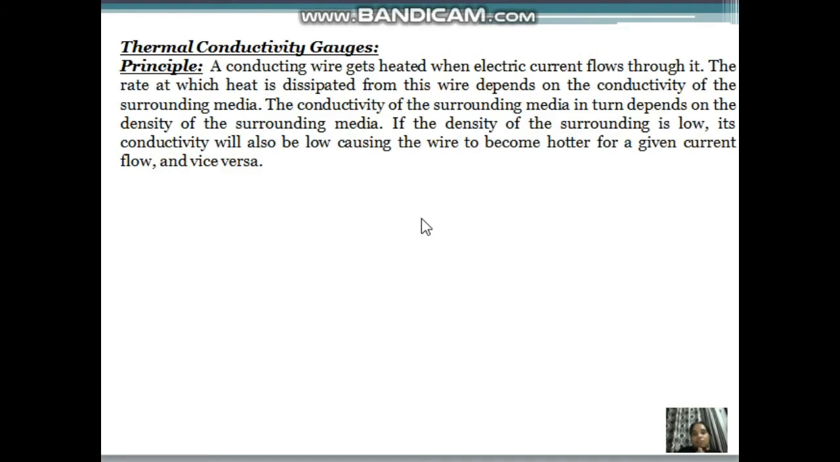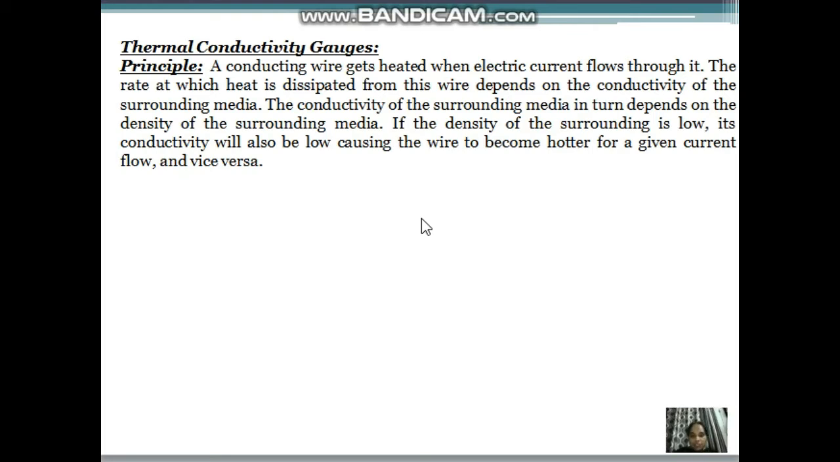The next type of gauges we are going to see are thermal conductivity gauges. When a conducting wire gets heated, when electric current flows through it, the rate at which heat is dissipated from this wire depends on the conductivity of the surrounding media. The conductivity of the surrounding media in turn depends on the density of the surrounding media. So if the density of the surrounding is low, its conductivity will also be low, causing the wire to become hotter for a given current flow, and vice versa.